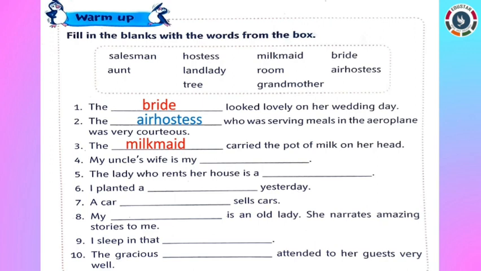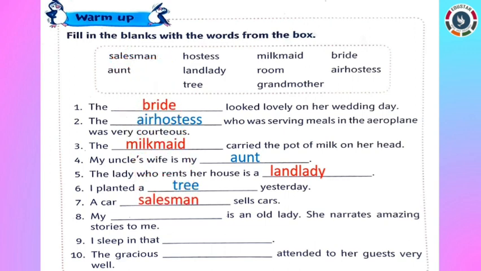The fourth one, my uncle's wife is my, what do you call your uncle's wife? Aunt. So the answer is aunt. The fifth sentence, the lady who rents her house is a landlady. Sixth one, I planted a dash yesterday. Now what do you plant? A tree. Good. Seventh one, a car dash sells cars. Now who sells cars? A salesman.